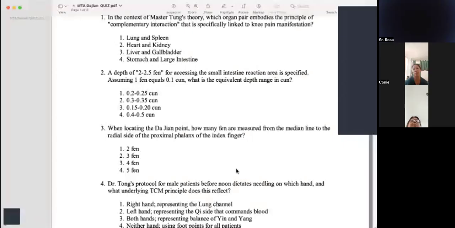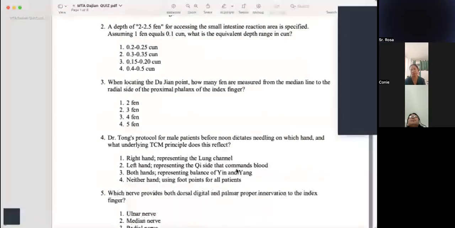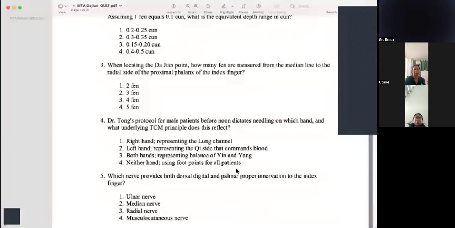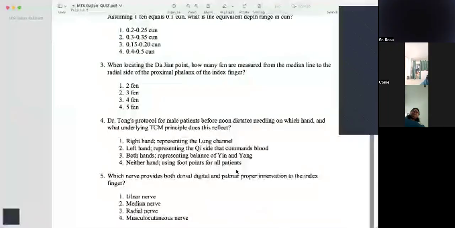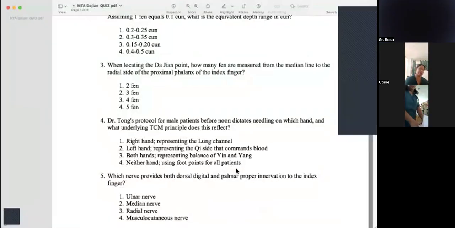Number 1. When locating the Dajian point, I'm sure you remember the Dajian. Hold it. How many fen are measured from the median line to the radial side of the proximal phalanx of the index finger? So median line to the radial side. How many fen? 3 fen. Right.